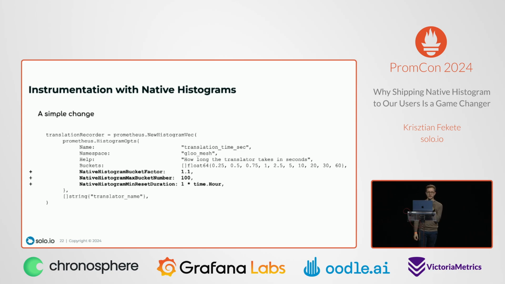You can specify the histogram bucket factor, which is the maximum size a certain bucket should grow from the previous one compared to the previous one. You can specify the maximum bucket number and the reset duration that I already mentioned. That's the only thing that you need to do. Afterwards, the code itself should be fine. All the other plumbing that you need to do is more on the ops side. You have to configure it in Prometheus. You have to do other things if you are using, for example, OpenTelemetry collectors. I will talk about those in a bit.